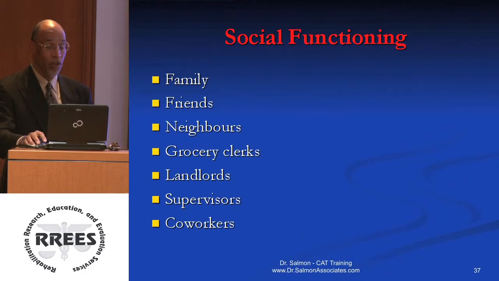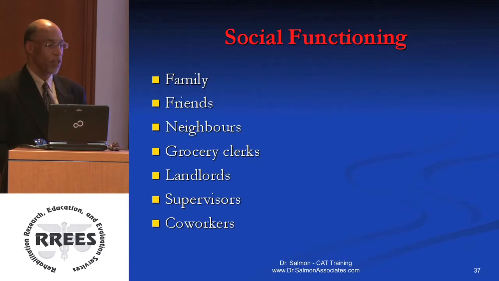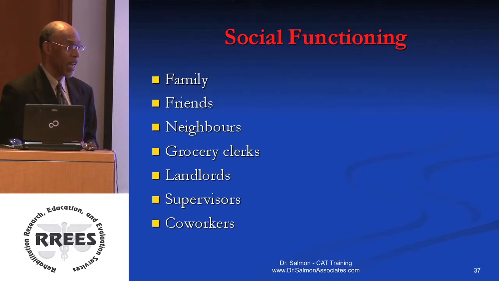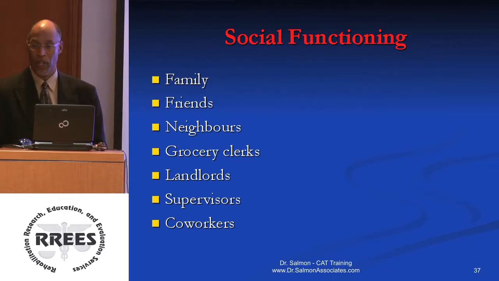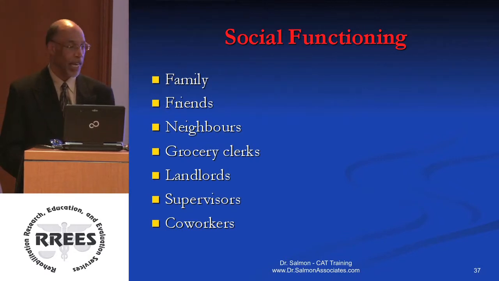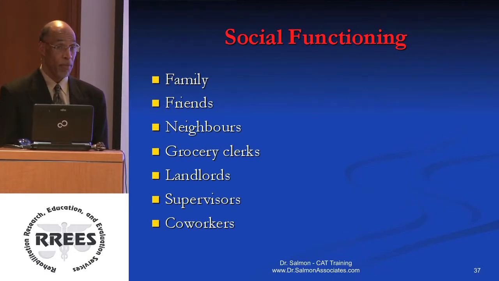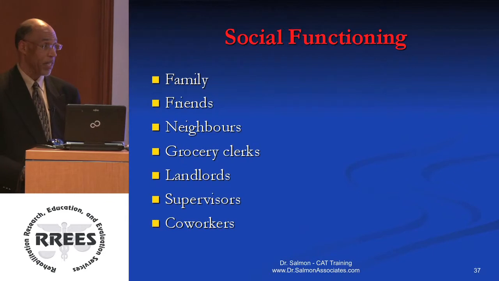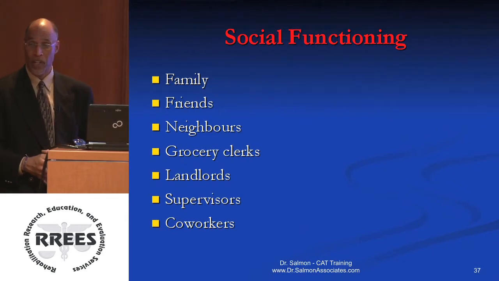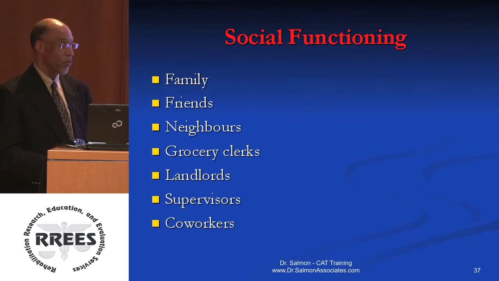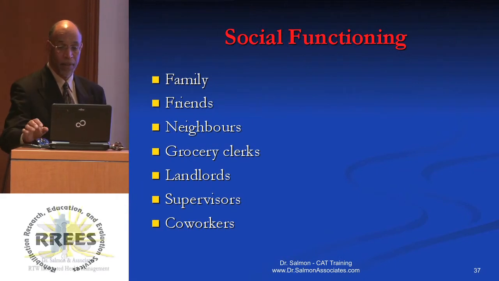Social functioning, so the guides actually specify that we are to consider the ability of the person to interact with neighbors, to interact with grocery clerks, to do their banking, landlord, supervisors. These people are actually named in that segment, social functioning, as examples of things we're to consider.